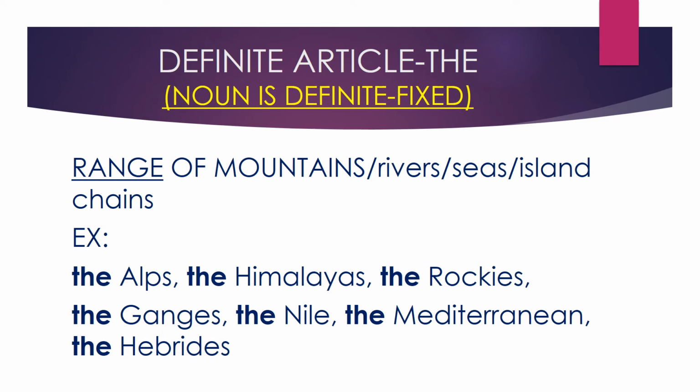We always use the before the names of rivers, seas, and island chains. Not one island, but island chains. For example, the Alps, it is a range of mountains. The Himalayas is a range of mountains. The Rockies is a range of mountains. The Ganges is a river. The Nile is a river. The Mediterranean is a sea. And the Hebrides is an island chain, a group of islands.